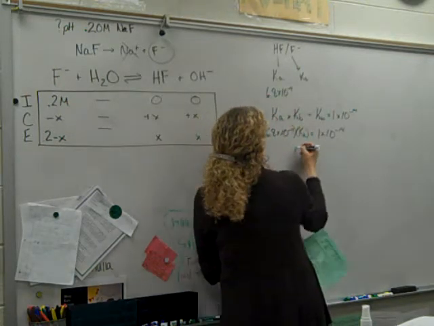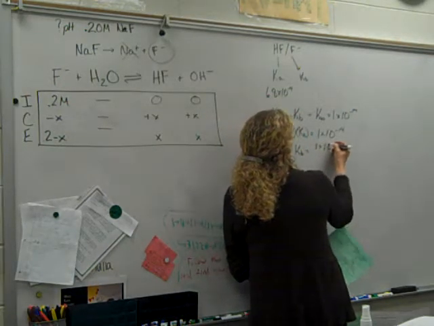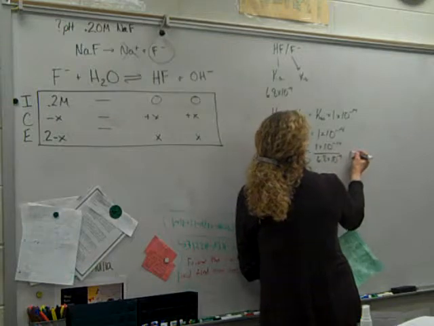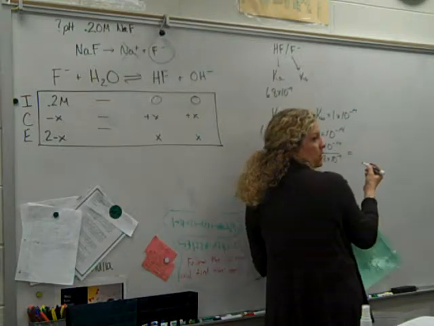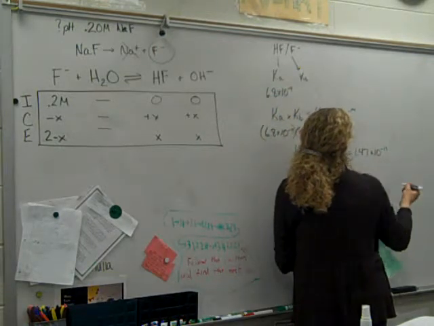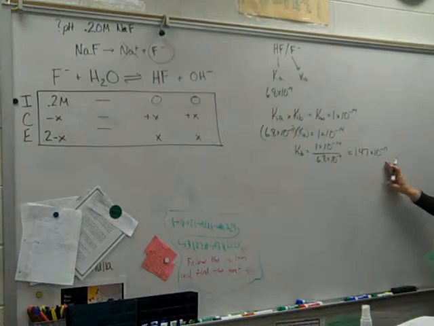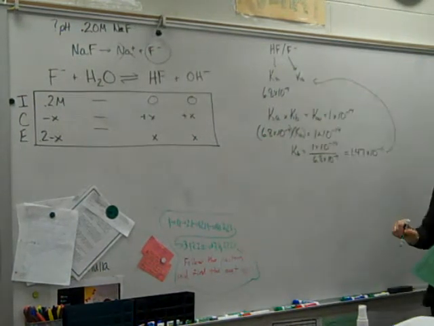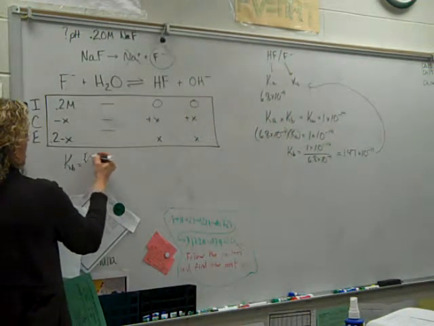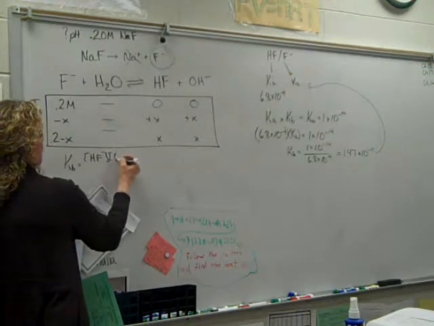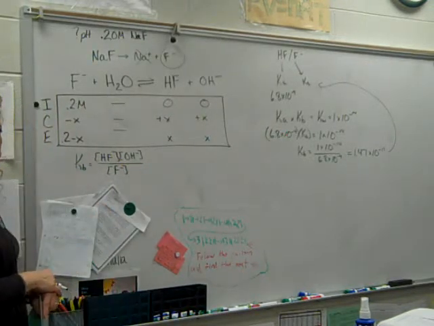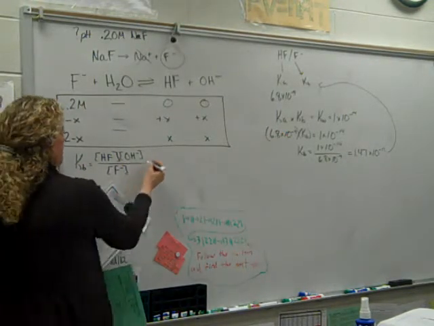So our Kb is going to be 1 times 10 to the negative 14 over 6.8 times 10 to the negative 4. Elise, did you say you have it? 1.47 times 10 to the negative 11. That is our Kb value. And so now we're home free. Our Kb expression is HF times OH minus over F minus. What do I do with the water? Just leave it out.